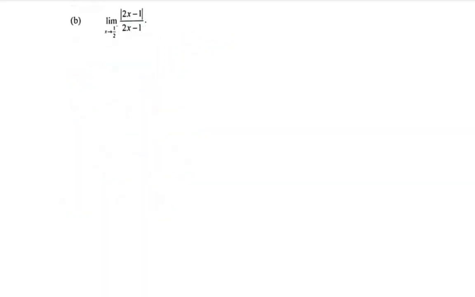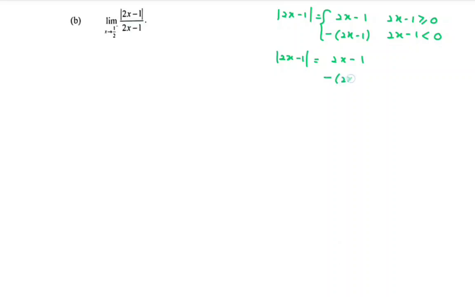Next, kindly refer to b. Limit as x approaches 1 over 2 from the left, for the function modulus of 2x minus 1 over 2x minus 1. Before we begin, let's focus on the modulus of 2x minus 1. Kindly define it. We have 2x minus 1 when 2x minus 1 is greater than or equal to 0, and negative bracket 2x minus 1 when 2x minus 1 is less than 0. So the modulus of 2x minus 1 is 2x minus 1 for x greater than or equal to 1 over 2, and negative bracket 2x minus 1 for x less than 1 over 2. So here we have the definition.